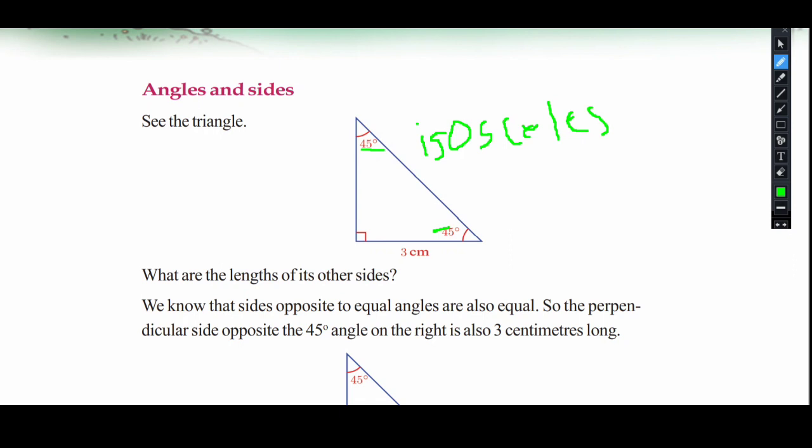So in an isosceles right triangle, what are the other two angles? One angle is 90 degrees, we know that. Then the other two angles are 45 and 45 each. Now we are going to find out the relation between the sides of an isosceles right triangle. Let us do that.